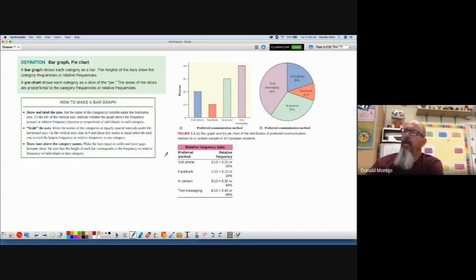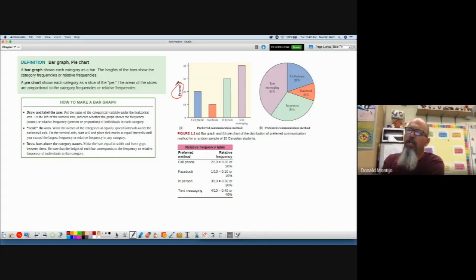Okay. Now, let's look at a couple of ways to show categorical data. Remember categorical? You answer the question with a word, not a number. A bar graph shows each category as a bar. The heights of the bars show the frequency, or in some cases, relative frequency. Now, this example here, this is relative frequency. I know that because it says percent. So there weren't 20 people who chose cell phone. 20% of all the people chose cell phone.